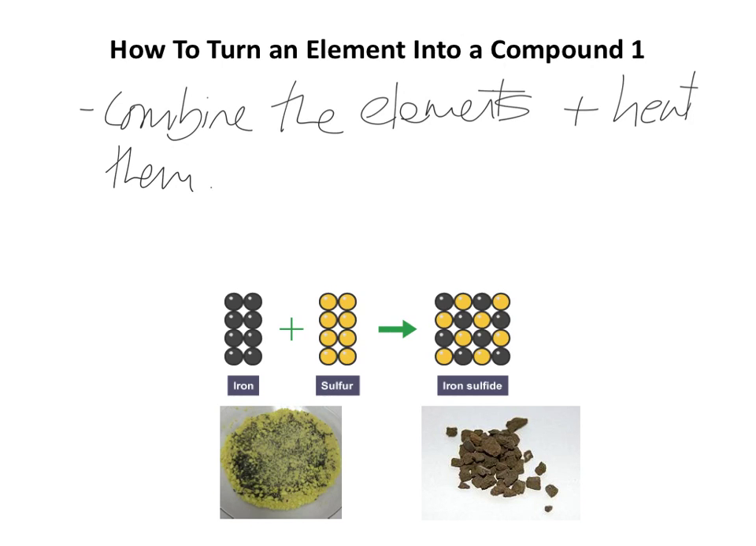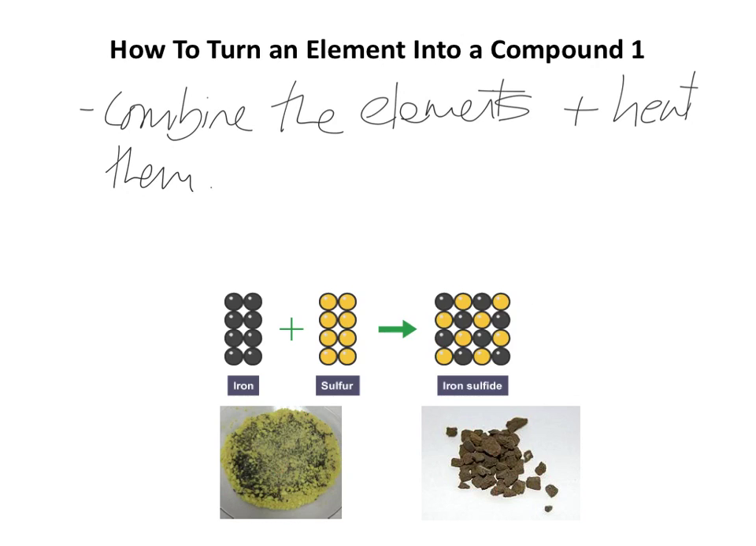And lo and behold, the iron atoms bond with the sulfur atoms, and what we get is a compound called iron sulfide. So previously we had a mixture of two elements, and now we've got two elements, but now they're bonded to each other. And you can see this is our product. This is iron sulfide, and it looks nothing like the mixture that we had before.